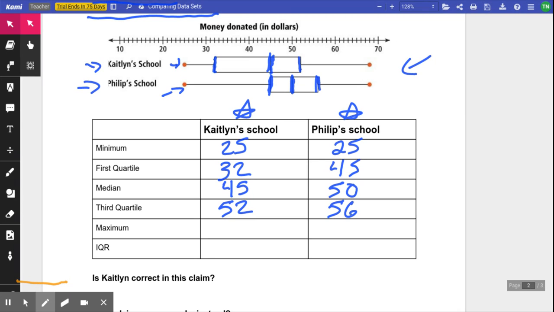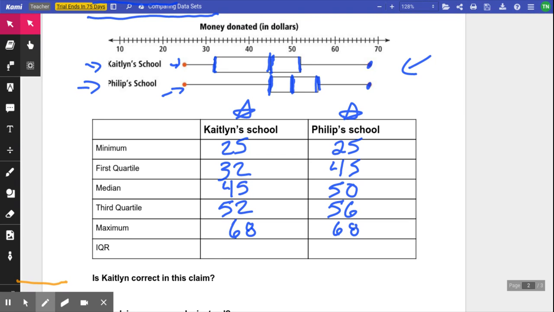Now let's go ahead and answer these maximums. It looks like they're the same, and they're both at 68. So those are the same. We need to start comparing things. And again, Caitlin is saying her school, generally, the students raised more money for charity.